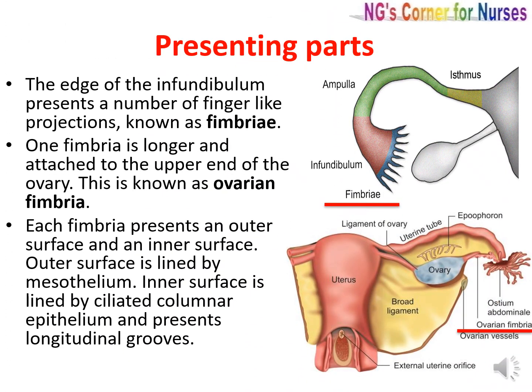We can see in the picture that the edge of the infundibulum presents a number of finger-like projections which are known as fimbriae, and you can see in the second picture there is one fimbria which is longer and attached to the upper end of the ovary. This is known as the ovarian fimbria. Each fimbria presents an outer surface and an inner surface. The outer surface is lined by mesothelium and the inner surface is lined by ciliated columnar epithelium and presents longitudinal grooves.